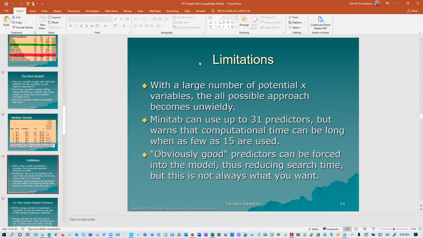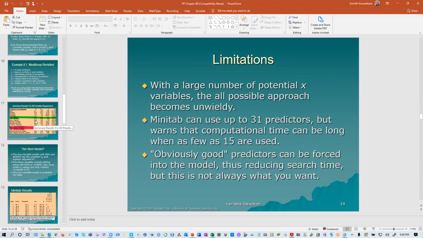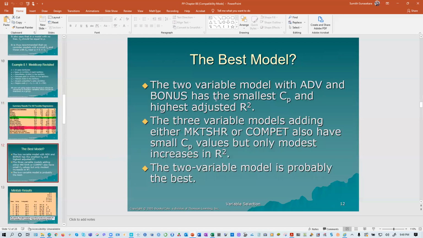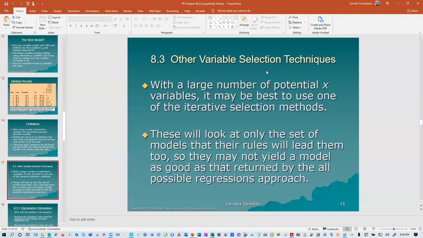There are limitations, because the computer can crash when you have a large number of regressor variables. If you have 100 variables, you are going to come up with 100 squared, so 10,000 models to check. You had to run 10,000 models. It's very tedious. So this is not valid when you have a large number of regressor variables.